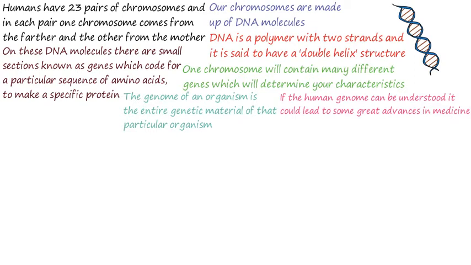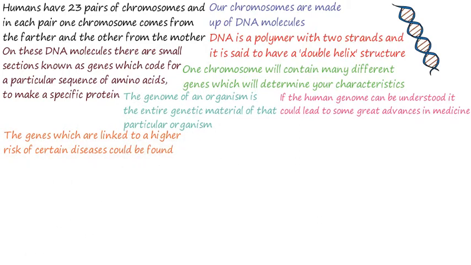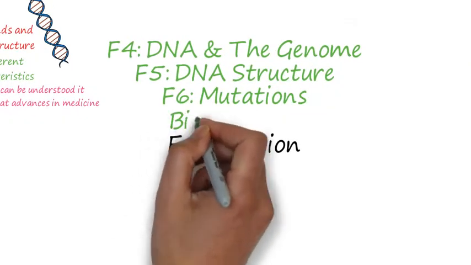The Human Genome Project wanted to find out as much as possible about the genome of different people. If the human genome can be understood, and it's not an easy task as each human genome contains tens of thousands of genes, it could lead to some great advances in medicine. Inherited disorders, disorders which are passed from the parents to the offspring, could be better understood. The genes which are linked to higher risks of certain diseases, such as diabetes, could be found. Also, the human genome could allow us to plan out the history of humans, such as family trees.